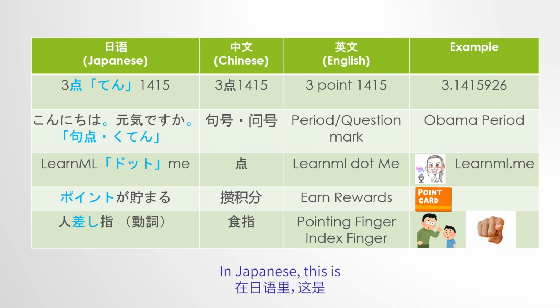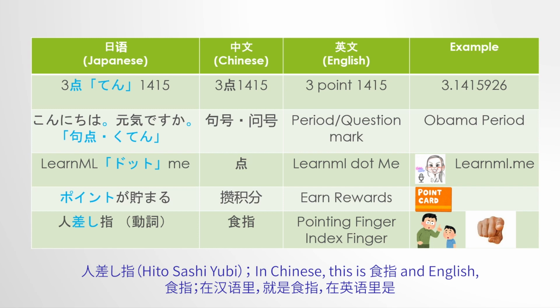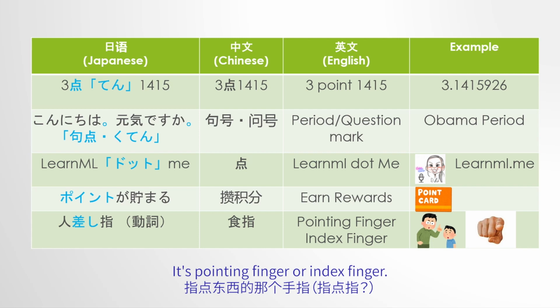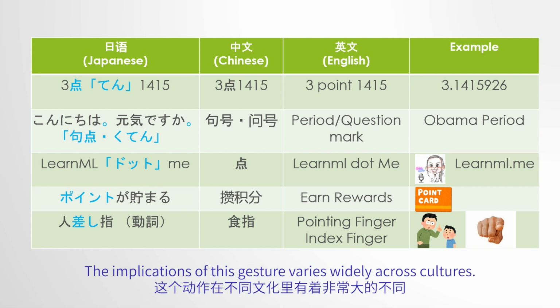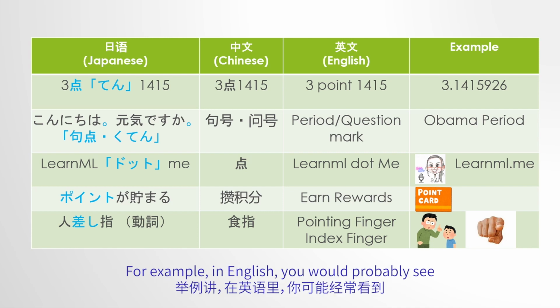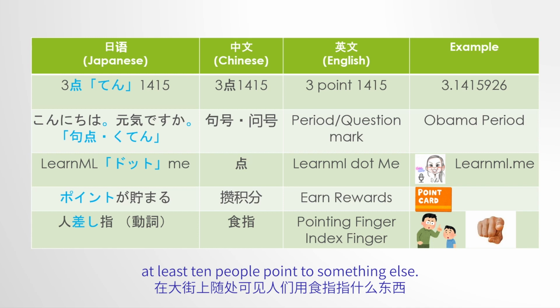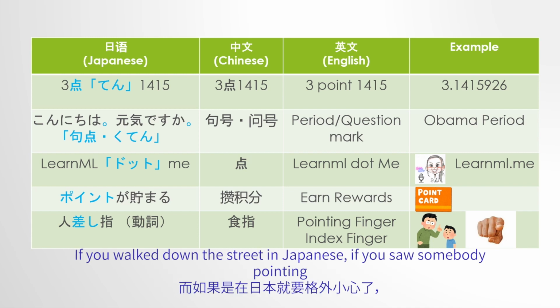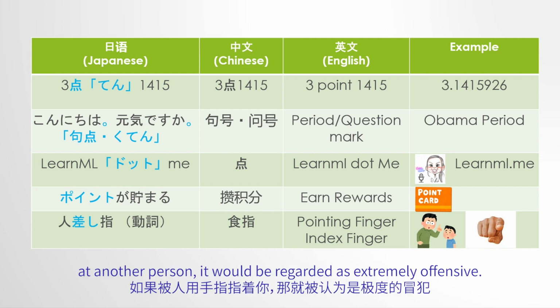The last example is pointing finger or index finger. In Japanese, this is 人差し指. In Chinese, this is 食指. And in English, it's pointing finger or index finger. The implications of this gesture varies widely across cultures. For example, in English, you would probably see at least 10 people point to something else if you walked down the street. In Japanese, if you saw somebody pointing at another person, it would be regarded as extremely offensive.